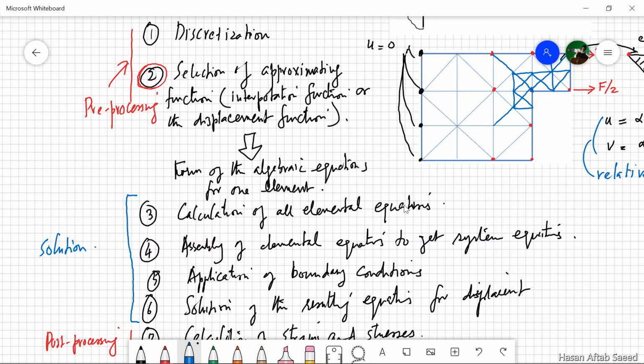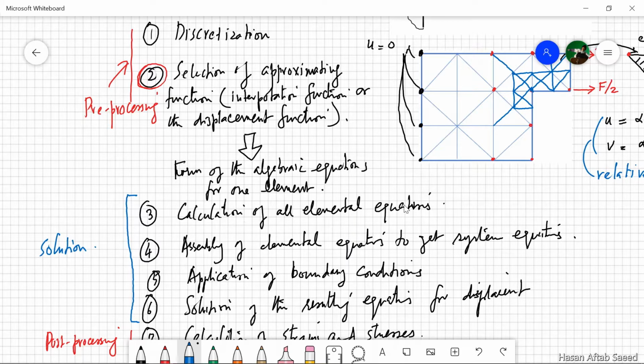Let's review these 7 steps before we take up a problem that involves all these steps. The first step is discretization. The second step is selection of approximating function, which leads to the form of the algebraic equations for one element. This step 2 we have already done, and we have the form of the algebraic equations for the linear rod element.